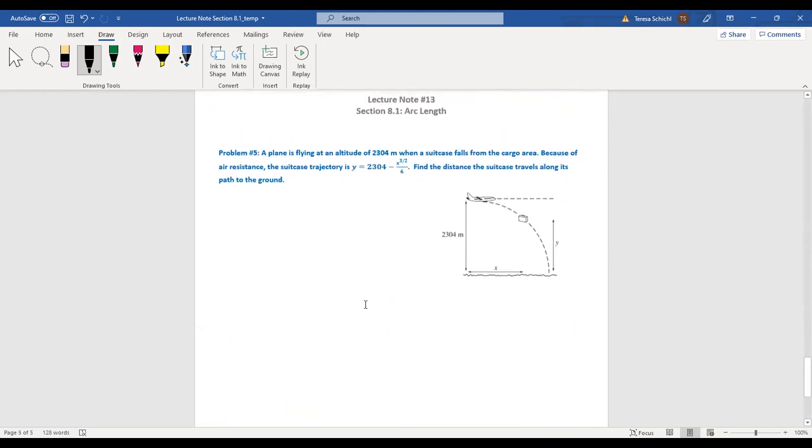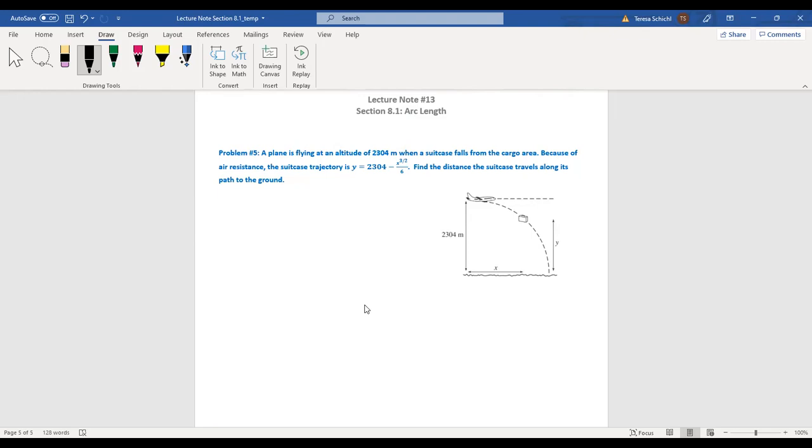Problem number 5 will tell you a plane is flying at the altitude 2304 meters, and a suitcase falls from the cargo area. I hope that never happened. And because of the air resistance, we know the suitcase going down is kind of like a parabola, right? So they said that the path here is y equal to 2304 minus x^(3/2) over 6. So I want to find the distance traveled along its path.